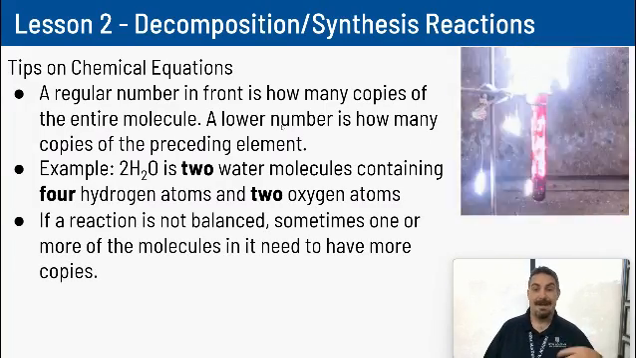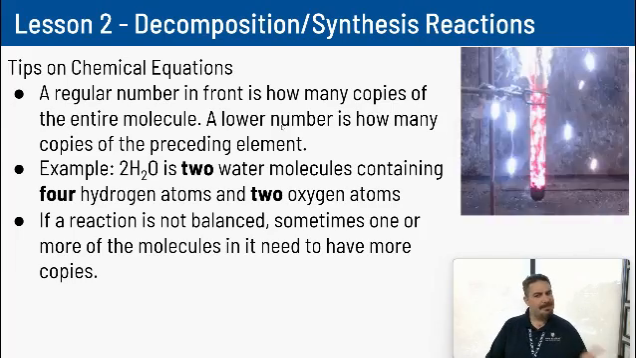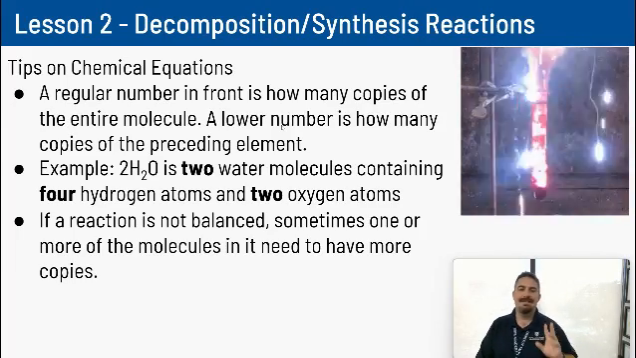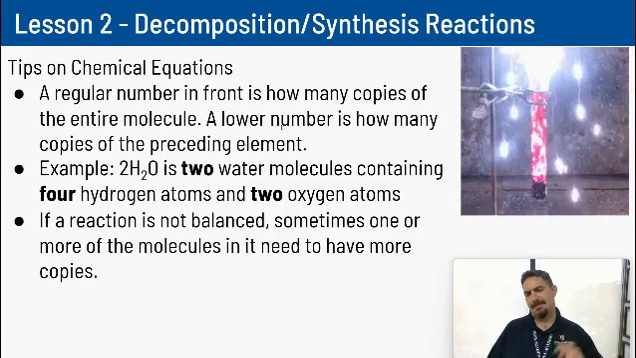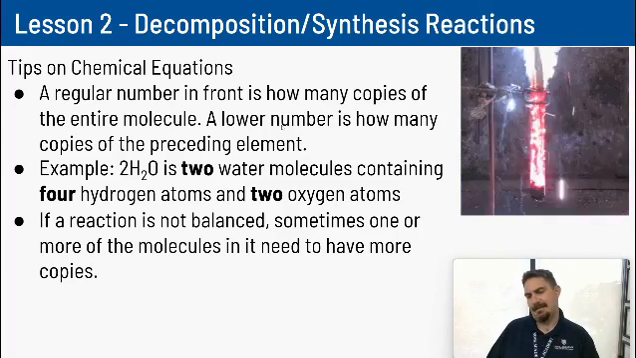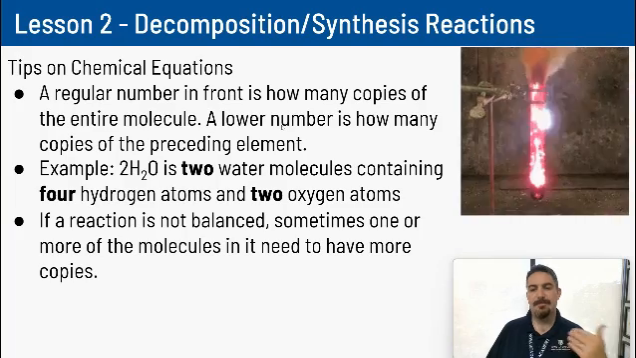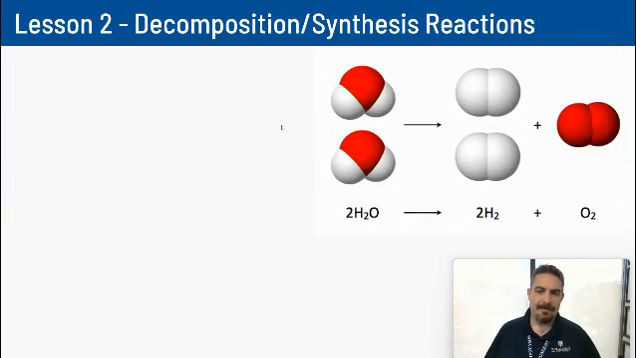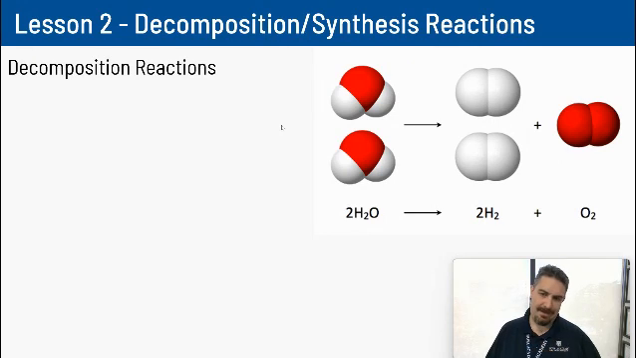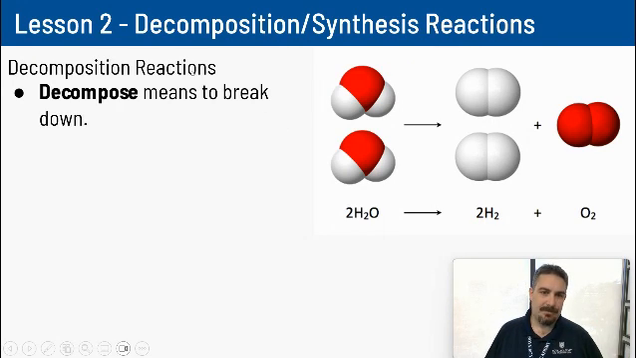Now, if a reaction is not balanced, sometimes one or more of the molecules in it need to have more copies. That's usually what the issue is. If you've written it out and it seems to make sense, you're like, wait a second, why is this not balanced? You might need to add some more molecules so that all the numbers work out. Okay, now here's a visual picture of what it looks like, the H2O electrolysis reaction we did. Okay, and this is a decomposition reaction.